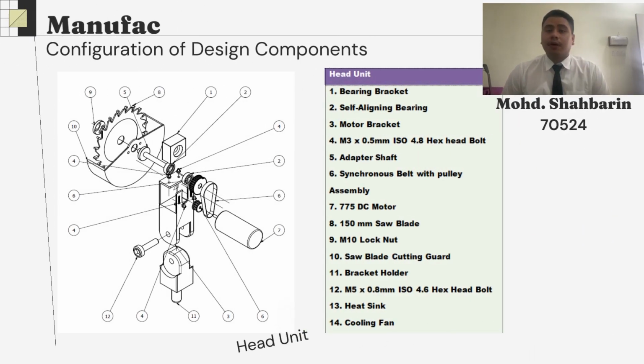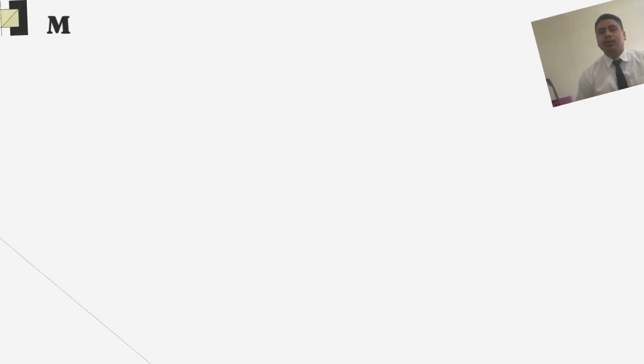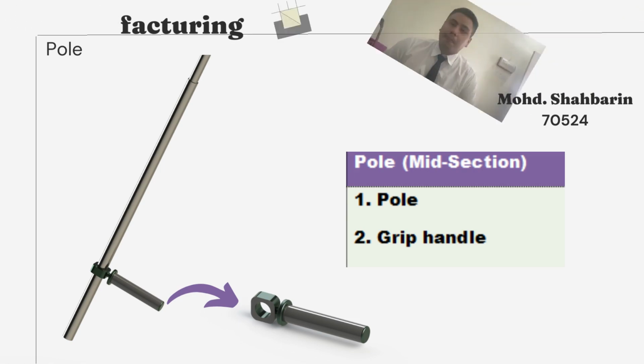The configuration of our design component, we have divided into three parts, which is the head unit, the pole, and the battery housing area. The head unit includes bearing, bolt, motor, synchronous belt and pulley, saw blade, the saw guard, heatsink, and cooling fan. Further, we move to the mid section of our design, which is the pole and the grip handle. As we can see, the grip handle was attached through screw and clamp.